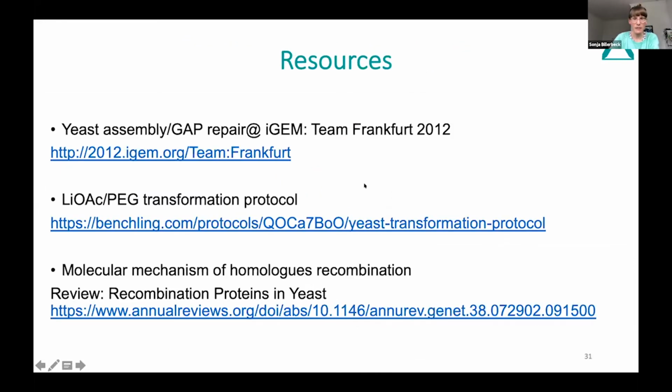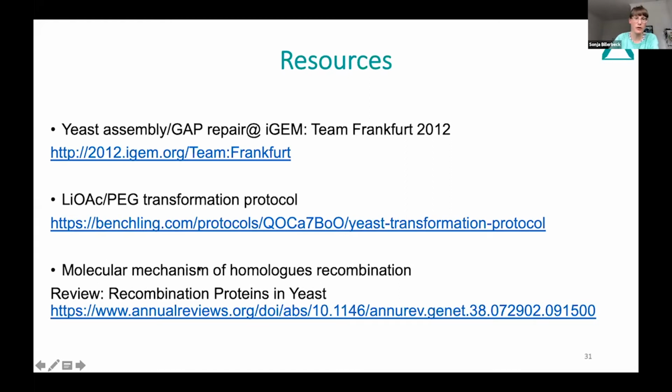Yeah, and with this, I'm already through with my presentation. So as resources, I posted for you the website of the iGEM team Frankfurt 2012, because they really put together some nice resources on what to consider for yeast assembly or gap repair. They have some protocols out there, and they try to establish that as a cloning strategy for iGEM. So it's worthwhile to have a look. Then I posted here a Benchling protocol for actually doing this lithium acetate polyethylene glycol transformation in yeast. It's a very generic protocol in yeast. Every yeast researcher uses it. So if you have a colleague that has some experience with yeast, it's also worthwhile just asking that person.